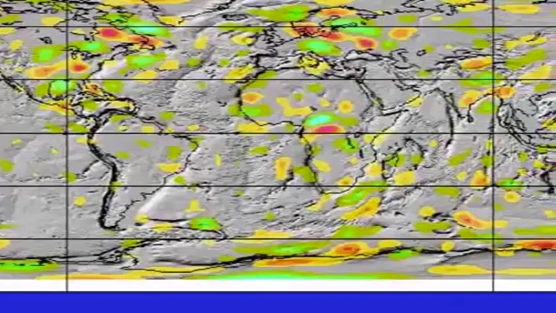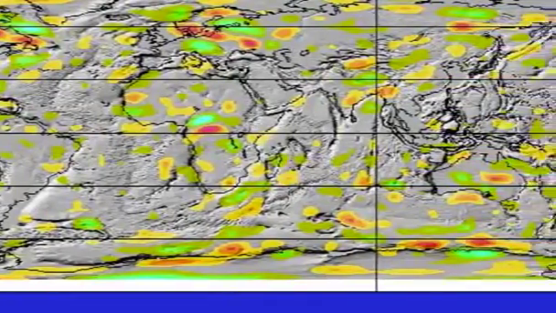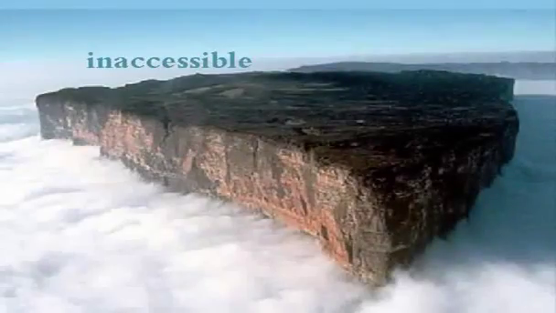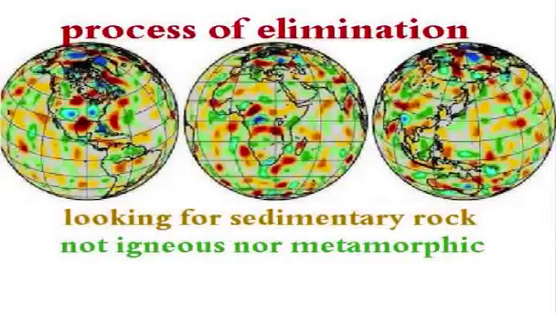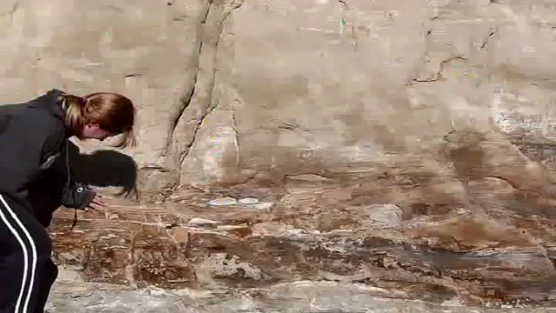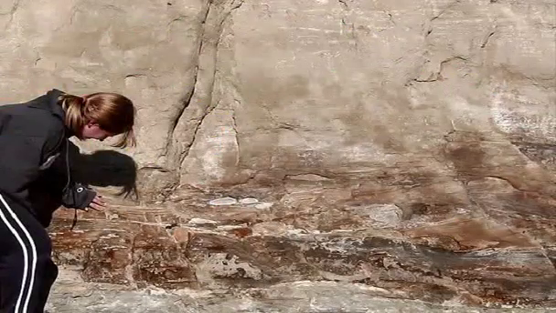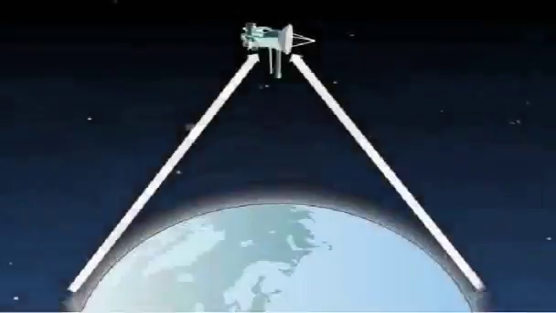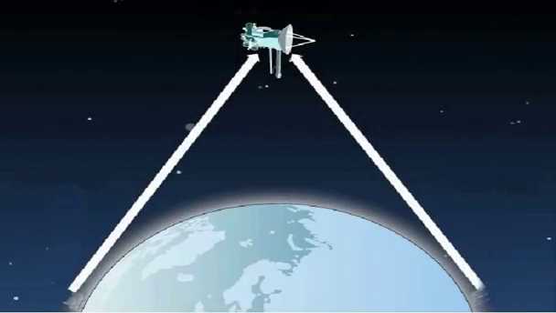elimination to eliminate or cross out areas where they cannot get access, or areas that they know through experience will not contain oil, like areas only made up of igneous or metamorphic rock. Let's examine the methods they use to study the surface of the earth in a little more detail.